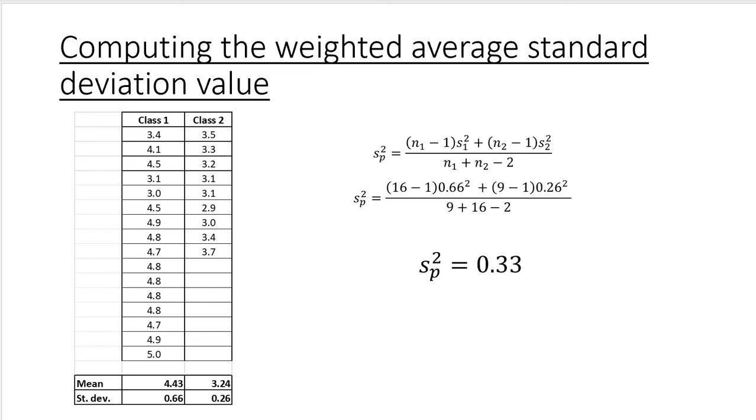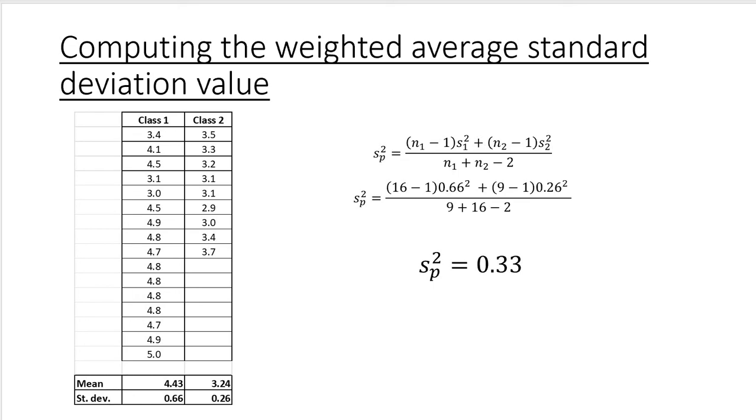In the first class, we have 16 observations. In the second one, we have 9 observations. We provide the corresponding values for sample standard deviation. And for us, weighted average standard deviation is equal to 0.33. Not that much, I have to conclude.